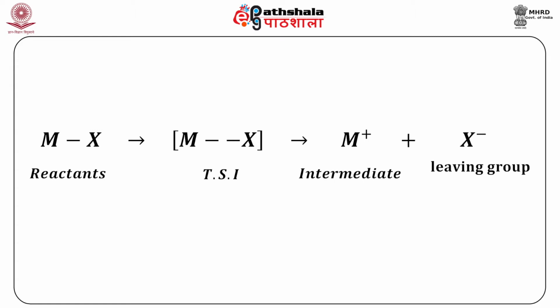So before reaching the intermediate, the molecule gets a stage where M and X are in equilibrium of the two stages, where MX is neither bonded nor non-bonded. This stage is called transition state first. By the first step of the reaction, we get intermediate M+ and the leaving group X-.